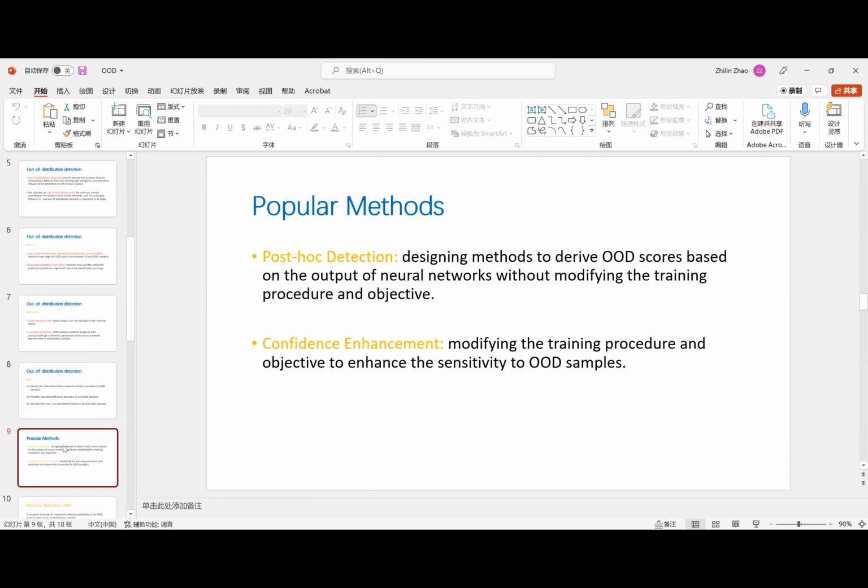to calculate out-of-distribution scores for a test sample. And the other kind of method is confidence enhancement, which means that you want to modify your training procedures and the objective function to make your network more sensitive to the out-of-distribution samples, and you expect that your network can provide high confidence predictions for in-distribution samples and low confidence predictions for the out-of-distribution samples.